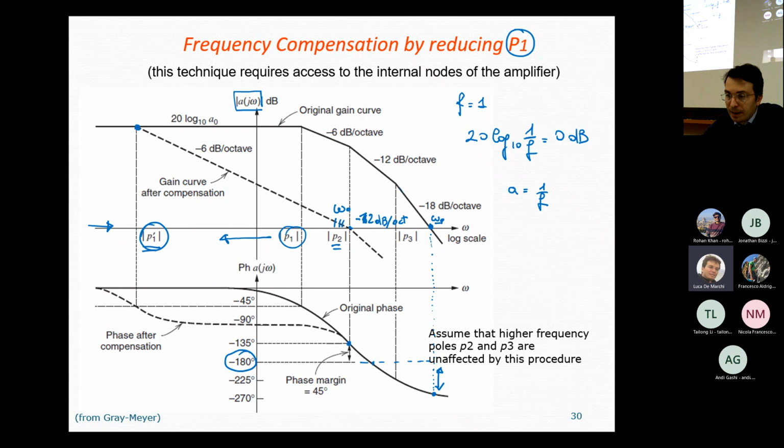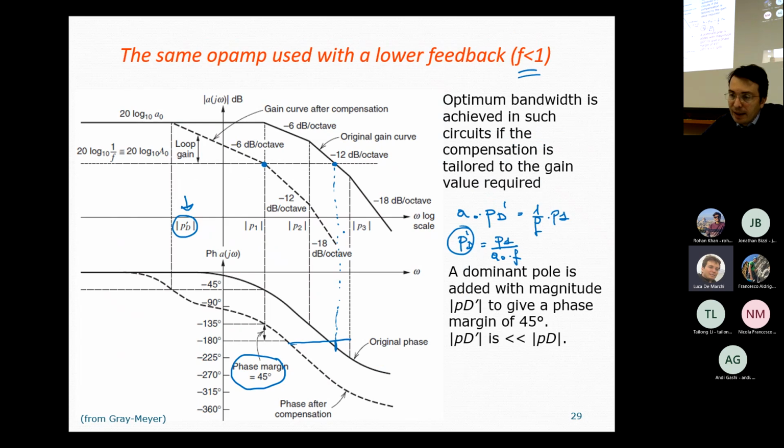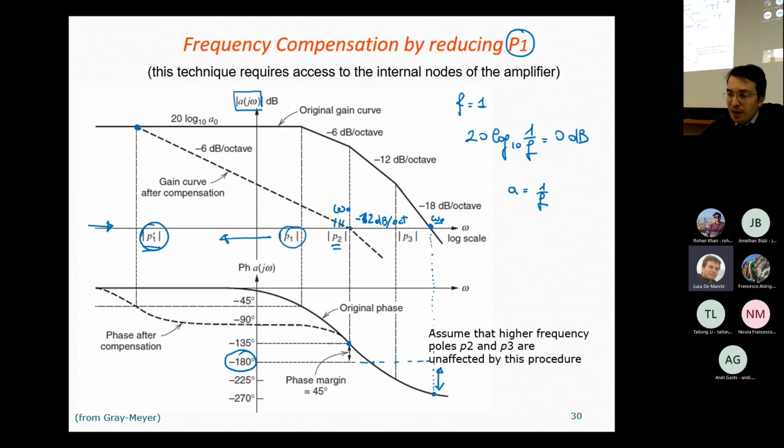So what is interesting is that in the previous analysis, basically the bandwidth was coincident with P1. In the new analysis, the bandwidth is coincident with P2, which comes at higher frequencies, and therefore we have a larger bandwidth.